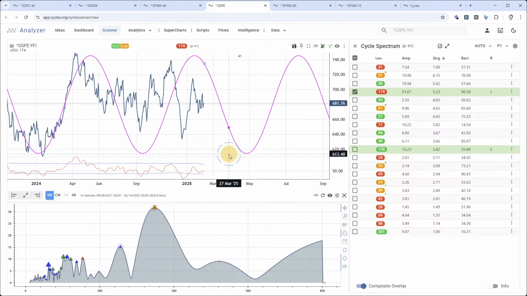Okay, but that's the energy. So at least you will see that the 174 day cycle has been found in financials and in energy, which gives more confidence in that cycle.